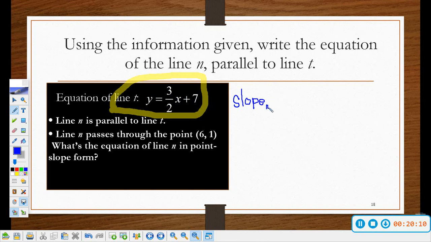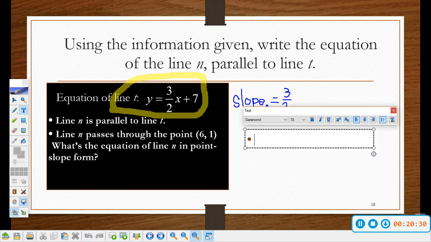The slope of line N has to be the same as that of T since they're parallel to each other. So I know the slope is going to be 3/2. Now line N passes through the point (6, 1). So what would be the equation in point-slope form?